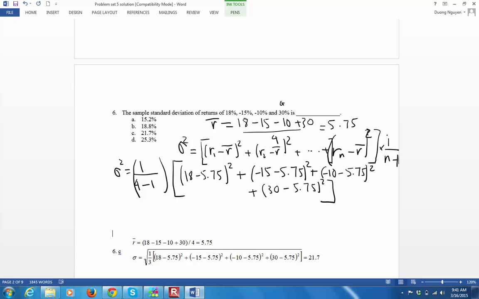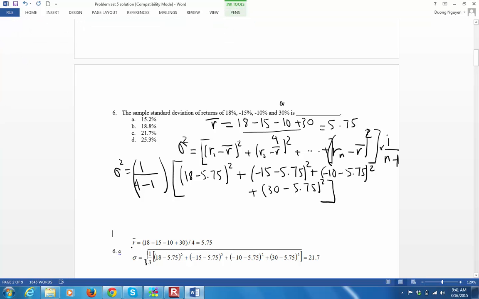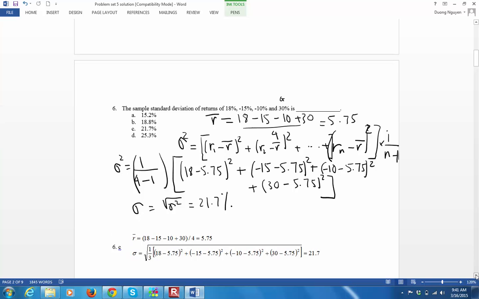Whatever you get over here, after you get the variance, I don't know how much is the variance, you can use the calculator to get that. And after you get the variance, you take the square root. Square root of the variance is equal to 21.7%. So you get the standard deviation is 21.7.